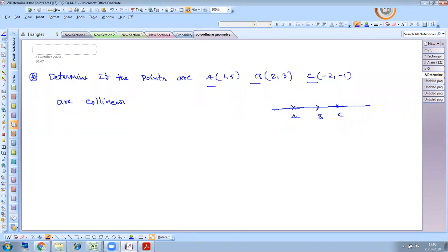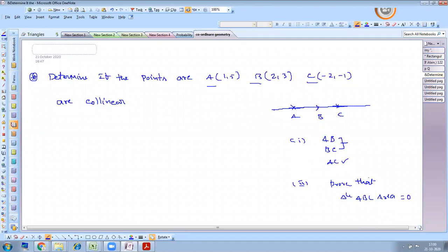Now, how to prove this one? If the points are collinear, we have two ways. One is to find AB, BC, and AC. Take the biggest value of the distance, and that should be equal to the sum of the remaining two. Or prove that the triangle formed by these 3 points, triangle ABC, has area 0.